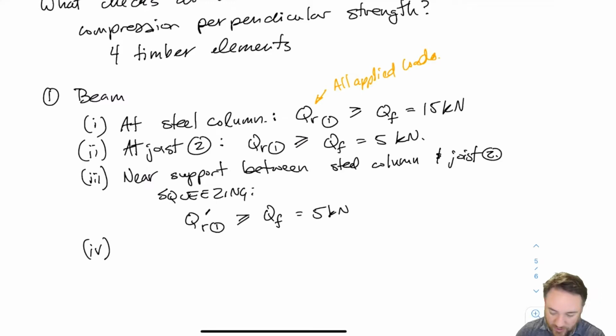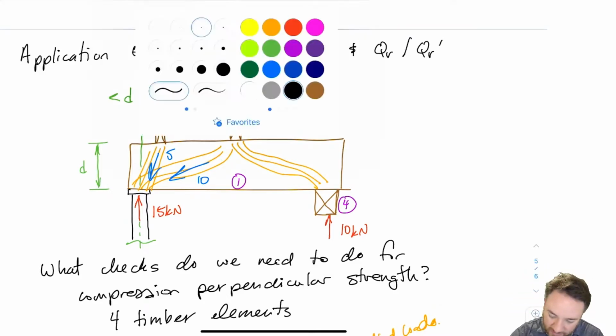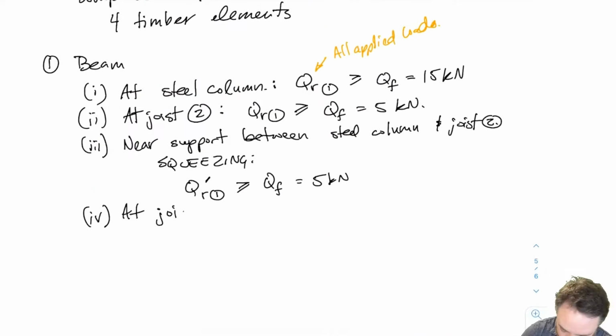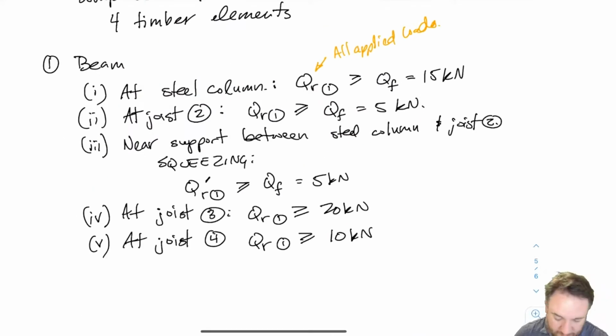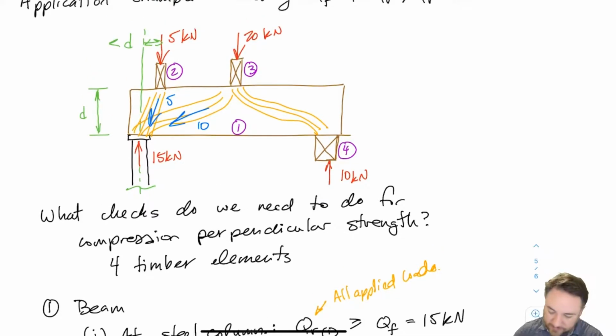Then numbers 4 and 5 are a bit easy, because for the beam I just have to check the bearing of number 3 on the beam here, and number 4 pressing on the beam. So I'm just going to check those 2 for local bearing. There are no squeezing effects at either of those, because none of the supports are within D of each other. And I check them against the loads applied at joist 3, which is 20, and at joist 4, which is 10. Okay, so now I've checked all of the loads coming on the beam. So I've checked the beam strength.